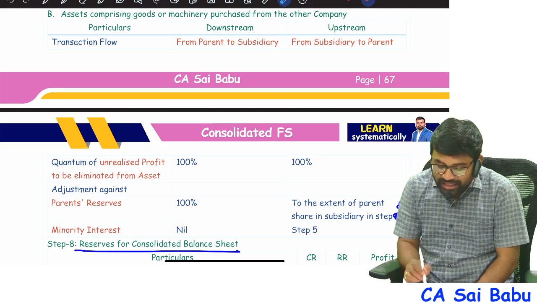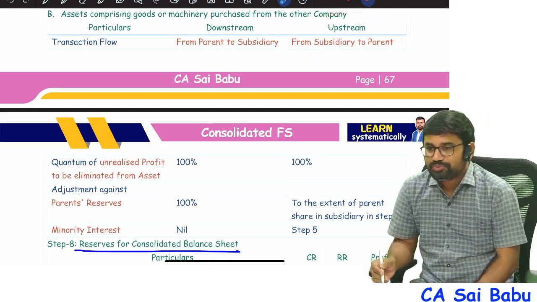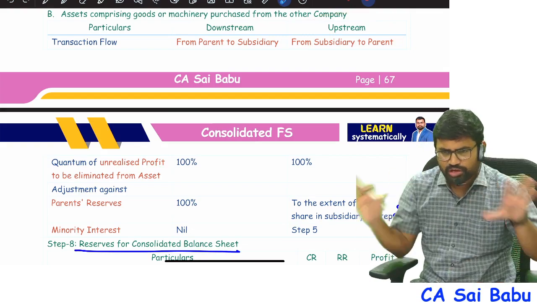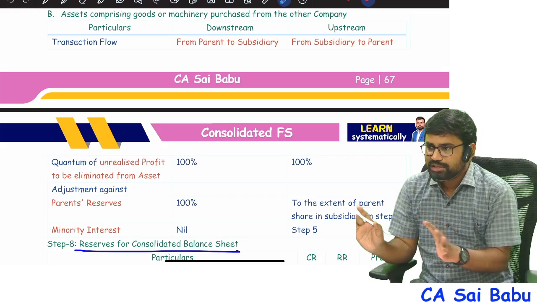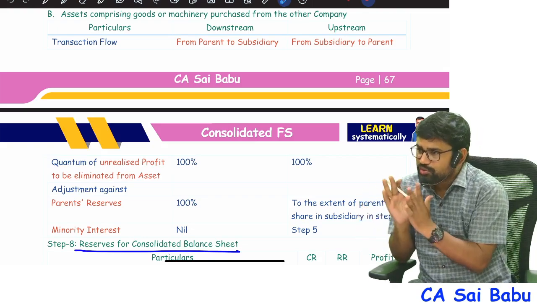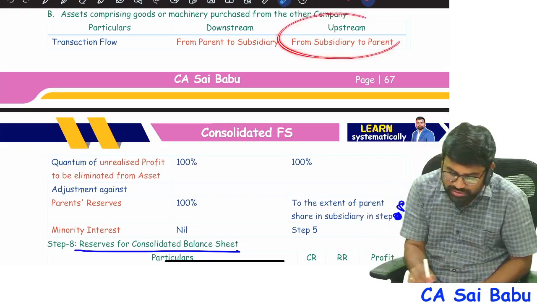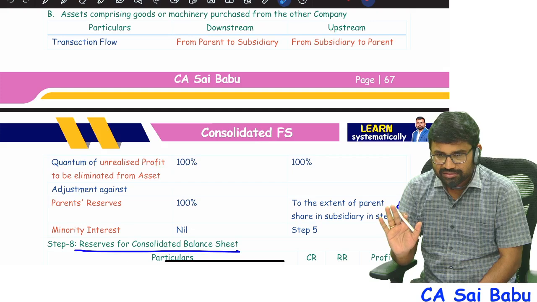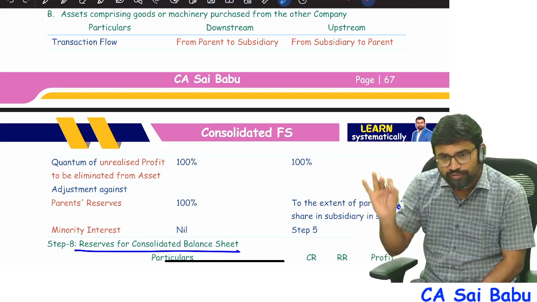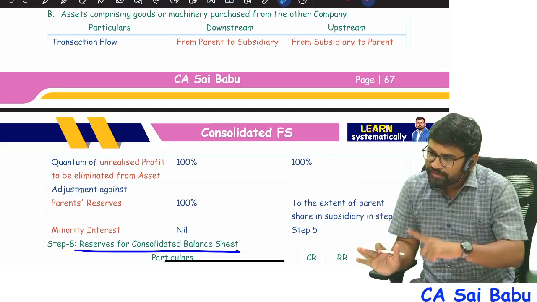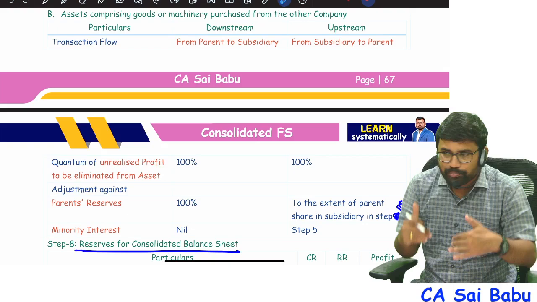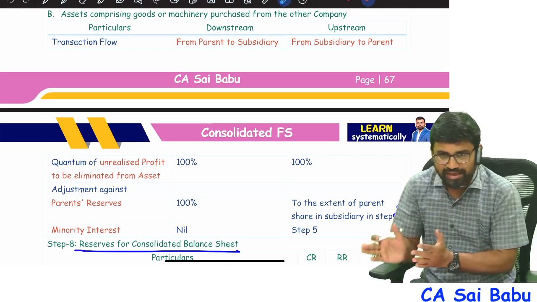Because in upstream, who sold goods to whom? Always remember, whenever upstream or downstream, forget, simple logic. You see first, who sold the goods? Subsidiary. Seller will recognize the profit. Correct? If profit is there in seller's books, that profit you already analyzed in step number 3 into pre and post, and then you apportion between minority interest and parent, right?